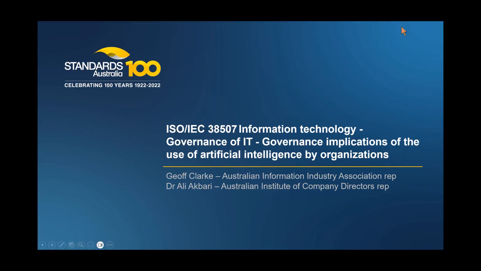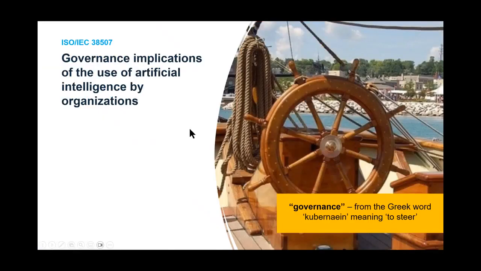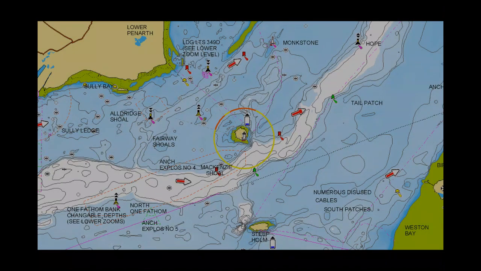Great, thanks, Matt. So today we are talking about the governance implications of the use of AI by organisations. And this is, as you can see, the perspective of an organisation. So an organisation could be a small company, government department, or a larger company or part thereof. So to clarify the difference between governance and management, I'm just going to illustrate this using this little map here to show you what I mean by the difference between governance and management.